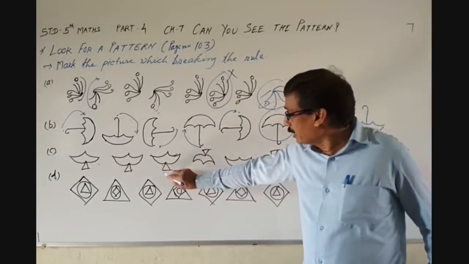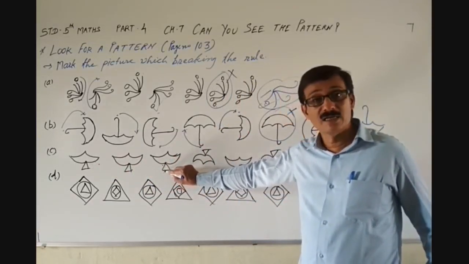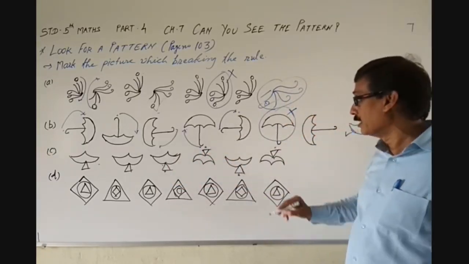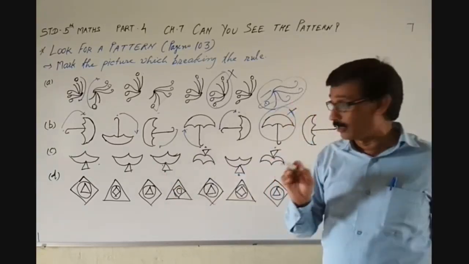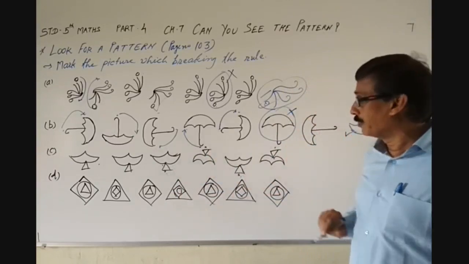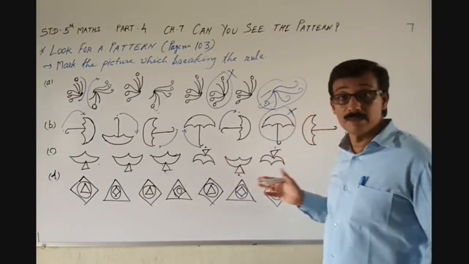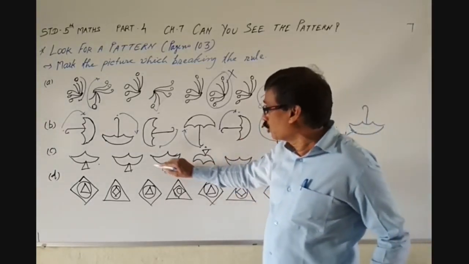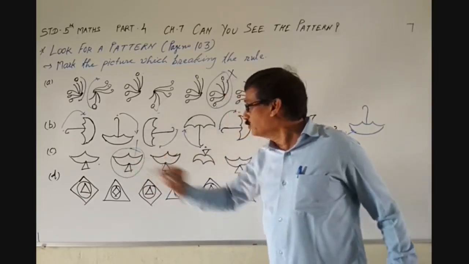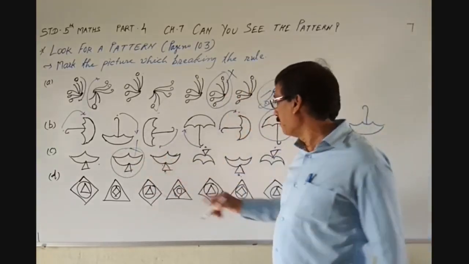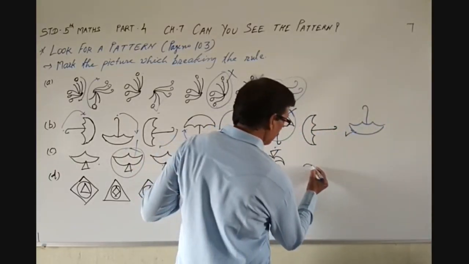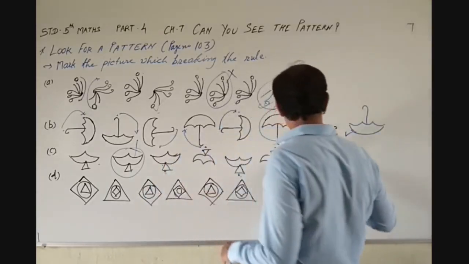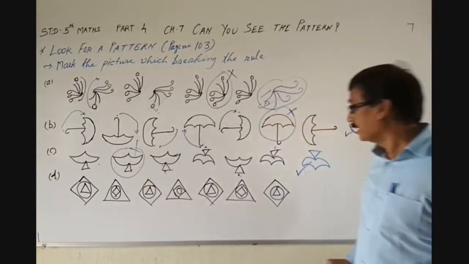This triangle is facing downside, then upside, then downside, then upside. So the rule is what? It is turning half a turn, down, up. So if I go in this way, then up, down. So here it should be up. This figure is wrong. Here it should be something like this. So this should be the figure over here, isn't it?